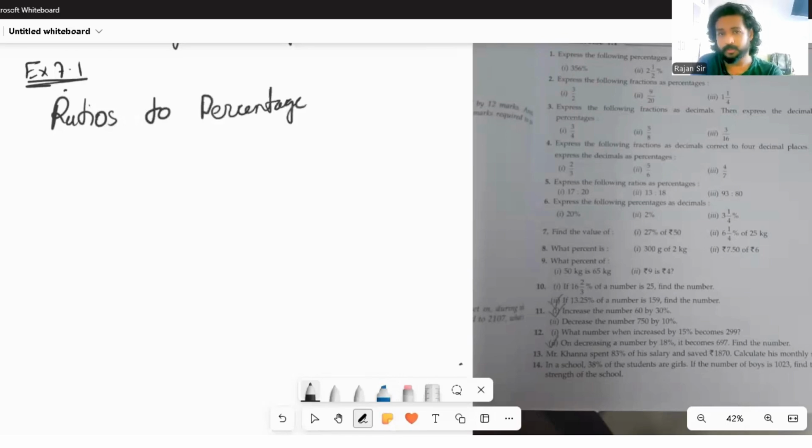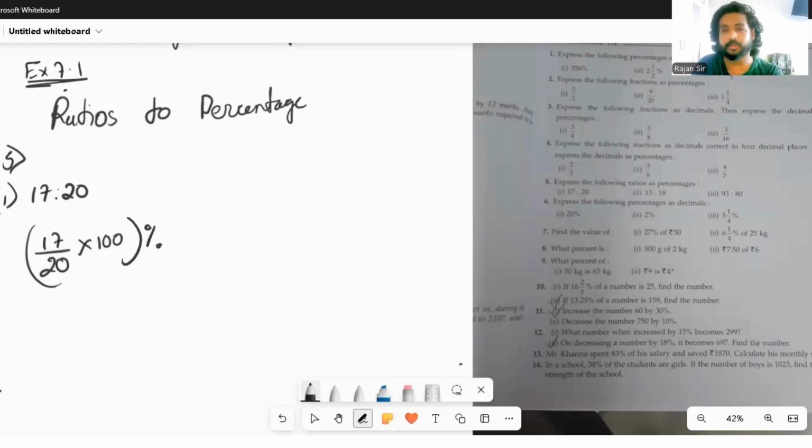So comes the first one. 17 is to 20. So first you write this as 17 by 20, then multiply by 100. Like I said, write a percentage sign as well. And then you can divide it. You have 5 times 17, you have 85%. That's it. Easy.